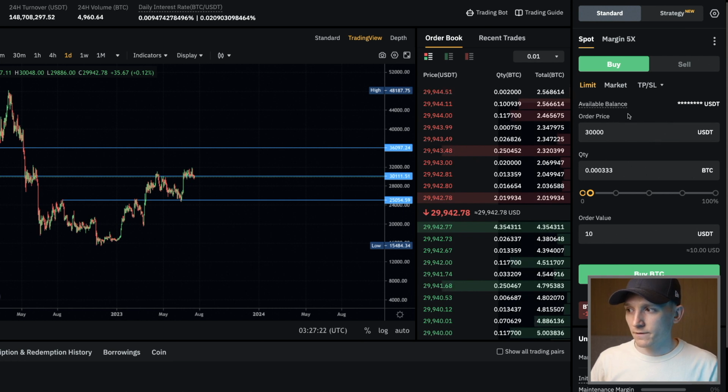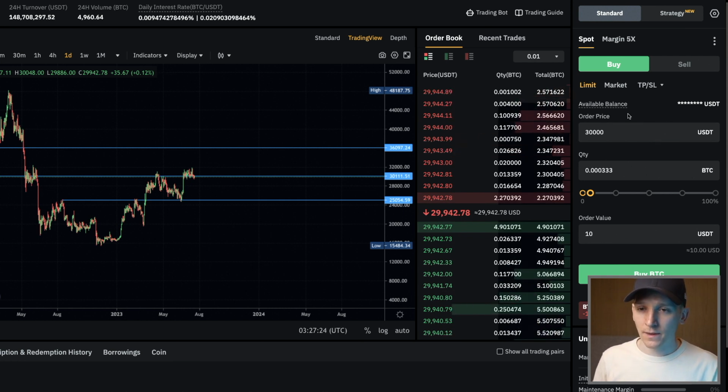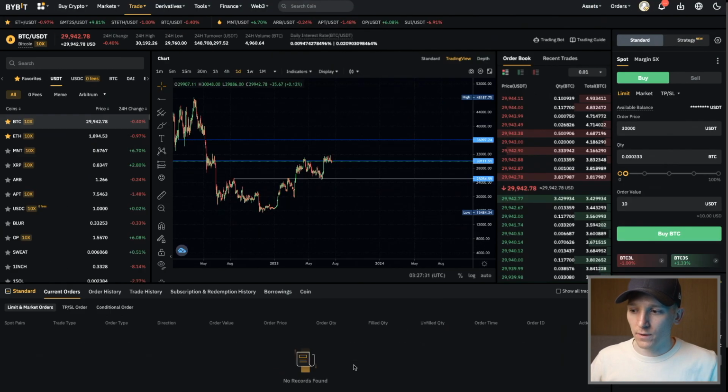So limit orders, you can put any price you want in. If the price is better or at your order level, you will trade. If it's worse than that, it will just go down here and it will be working for you in the system.